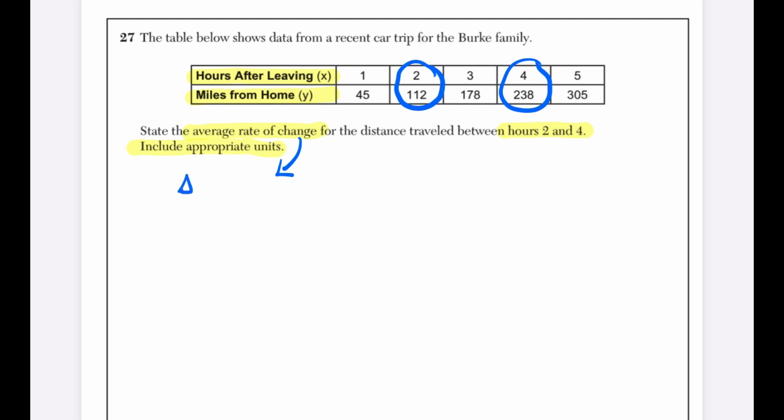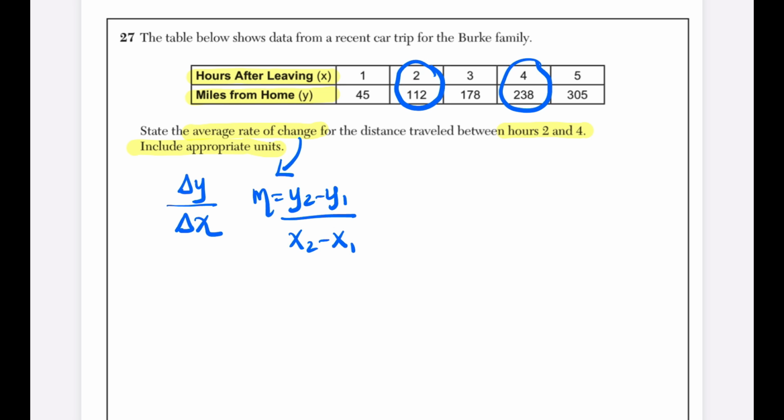So the rate of change can be looked at in two different but same ways. It's the change in y over the change in x, or it's the formula y2 minus y1, which essentially means the change in y, over x2 minus x1. So we're going to find out how the miles from home are changing for every hour that has passed by since they left their house, or wherever they left.